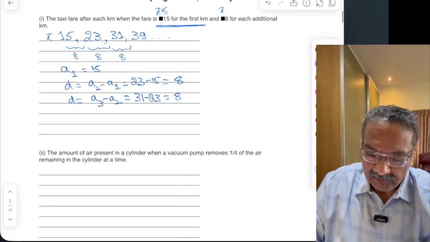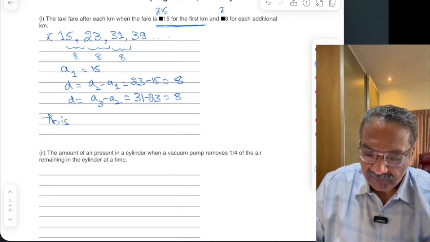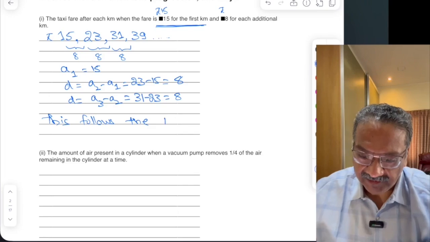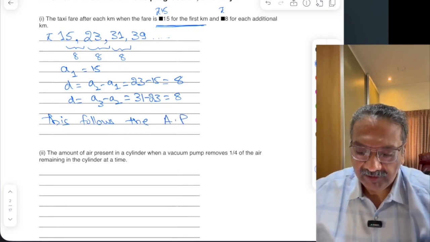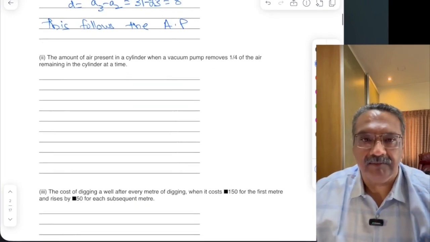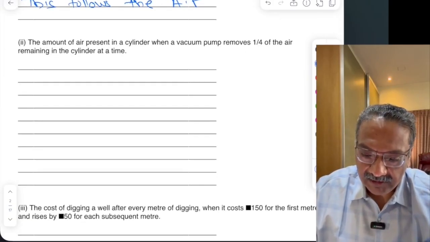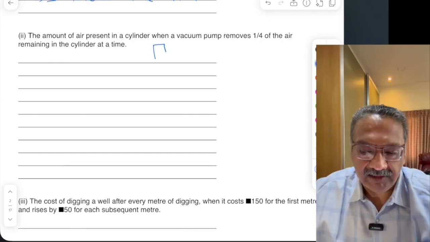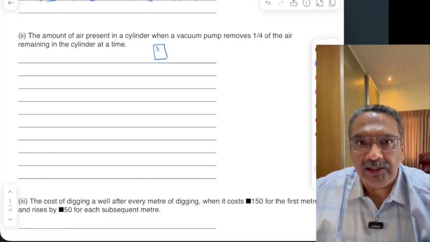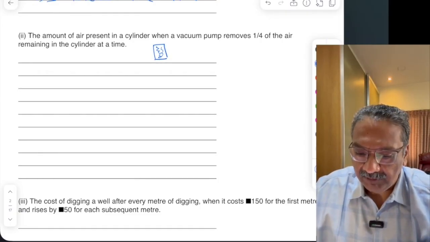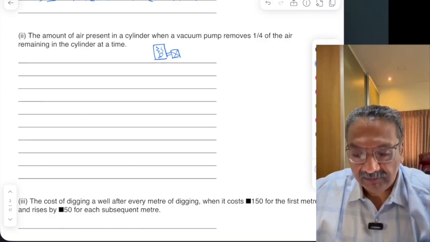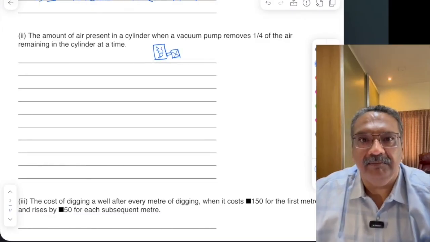This follows an arithmetic progression. Let us come to the second part. The amount of air present in a cylinder: they are given a cylinder, there is air present in the cylinder. When a vacuum pump, they have connected the vacuum pump to this, removes 1/4 of the air remaining in the cylinder at a time.